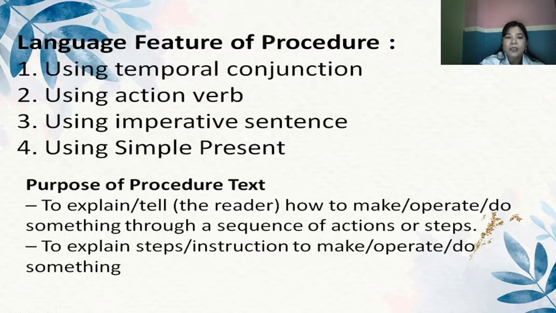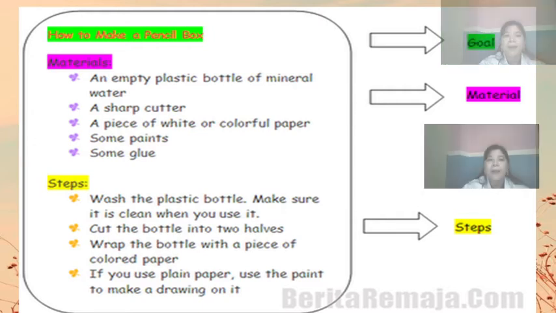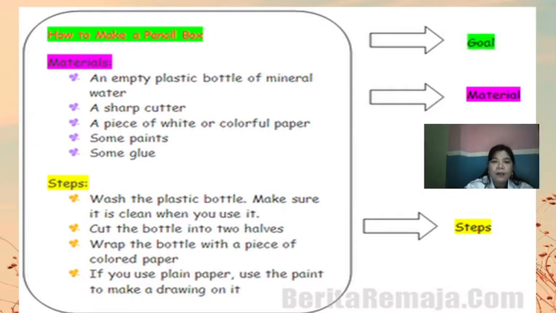And then the next, after we have learned the purpose of the procedure text, this is an example of the procedure text. And then the title, do you remember? When I gave the generic structure of the procedure text, it has 3. Number 1, goal, aim, and the title. In the procedure text from this example, the goal is how to make a pencil box. Jadi goalnya di contoh prosedur teks itu adalah how to make a pencil box.